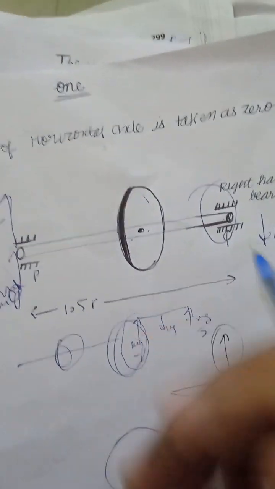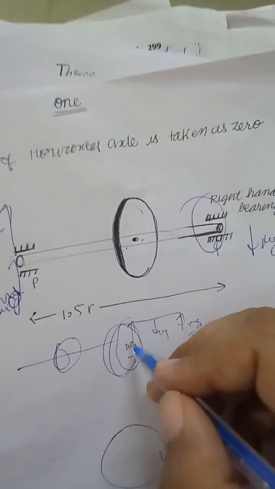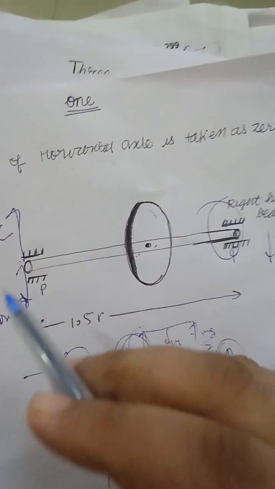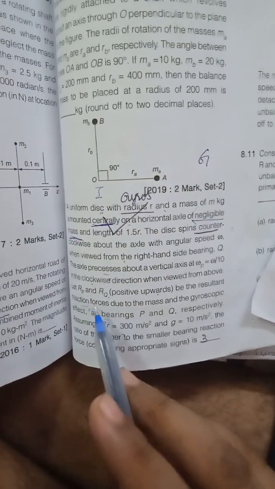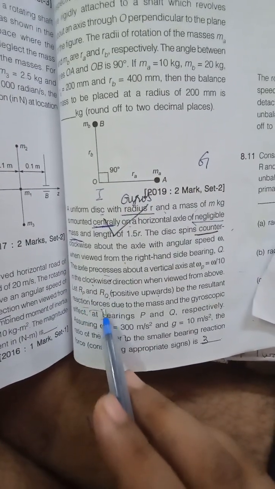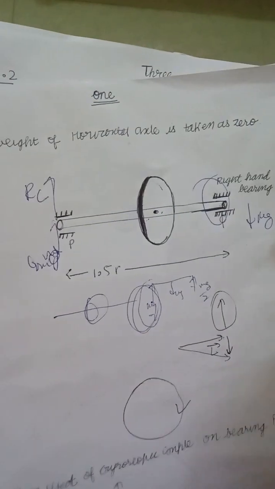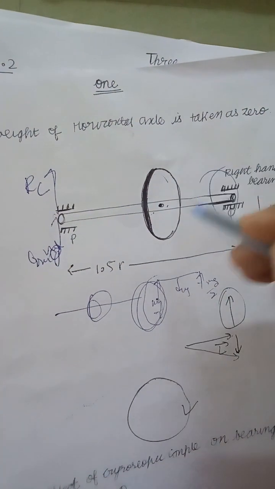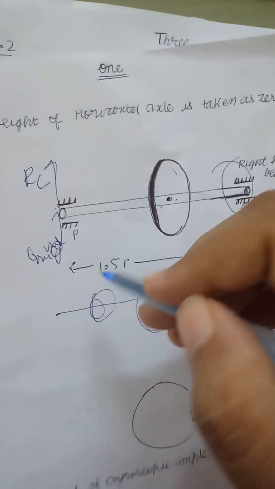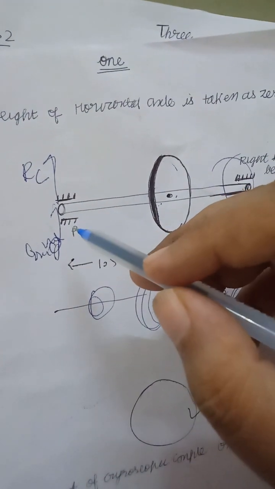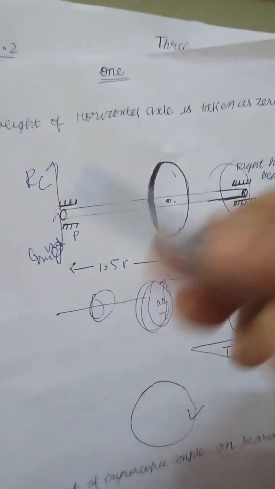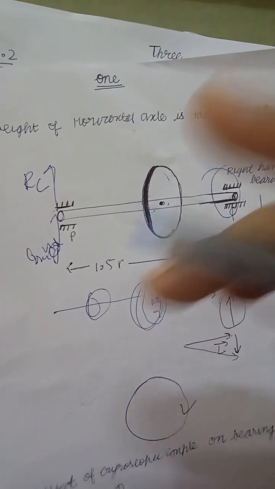mg by 2. This is the reaction given by the bearing. What actually is asked, I don't know. Is it asking for the reaction of the bearing with the resultant reaction forces due to mass at bearing P and Q? Is it asking for the effect of the mass and gyroscope on the bearing, or after the effect, what is the reaction of the bearing? I don't know.